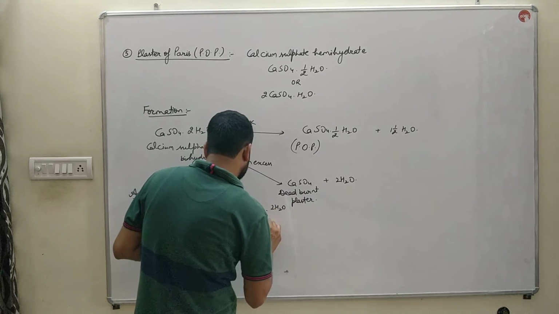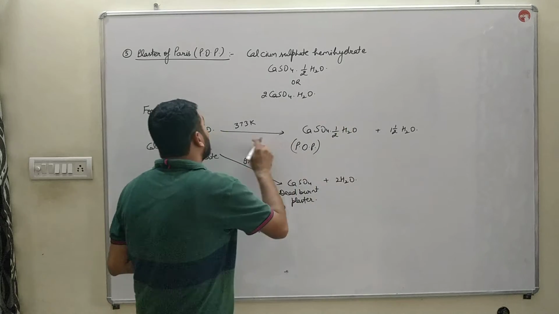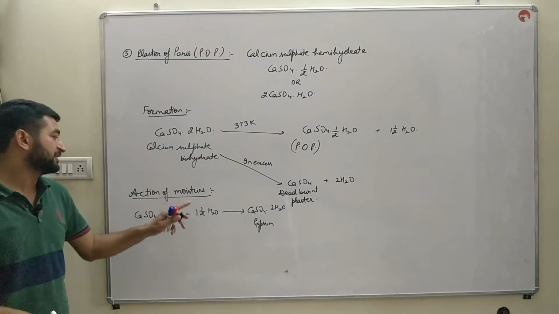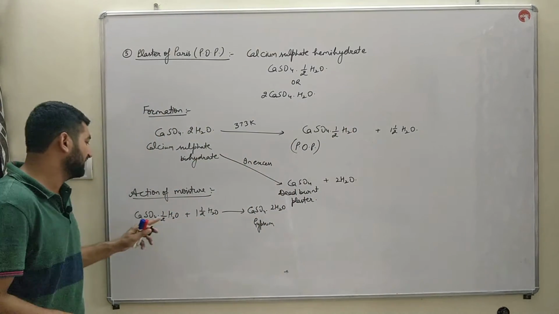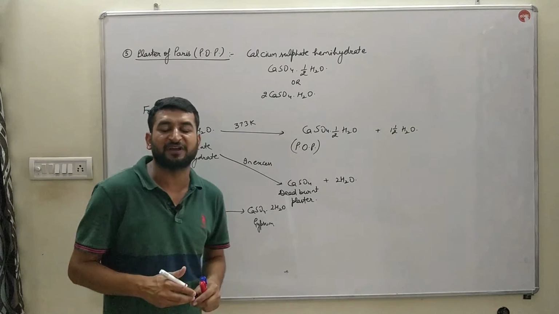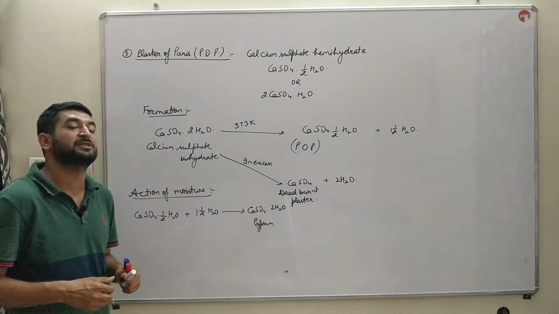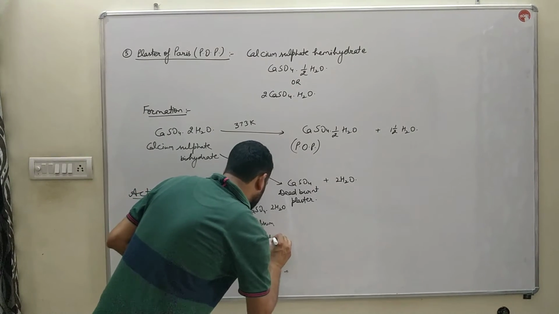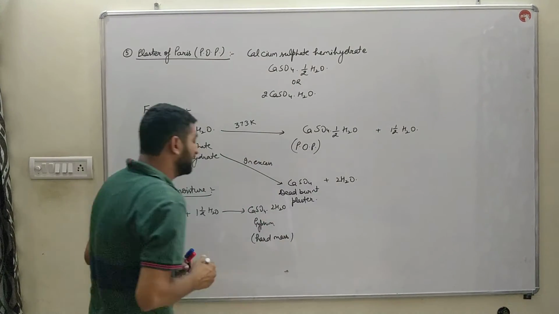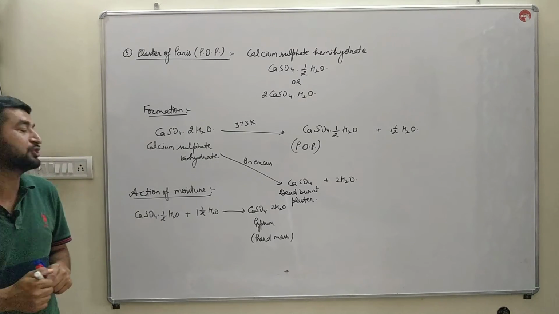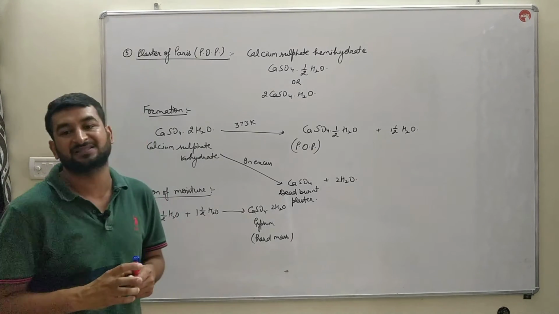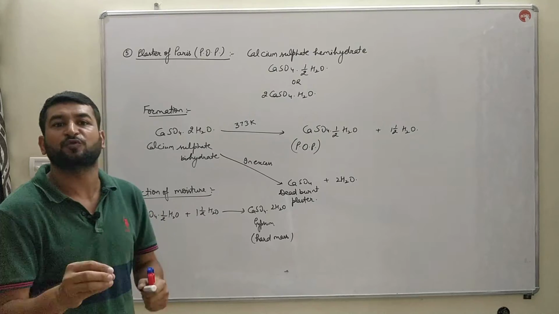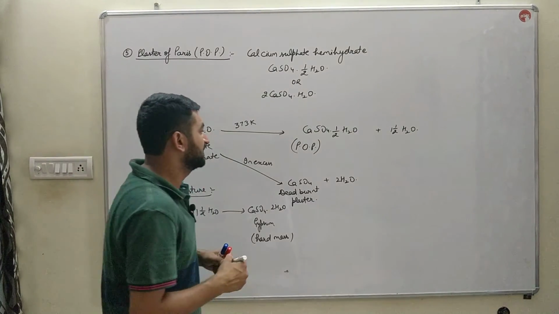forming gypsum. The reversal of this reaction takes place, children. In the presence of moisture, 1.5 molecules of water are attached to it and calcium sulfate dihydrate is formed, that is, gypsum is formed again, which is a hard mass. So to prevent the setting of POP into a hard mass, we store the plaster of Paris in moisture proof containers.